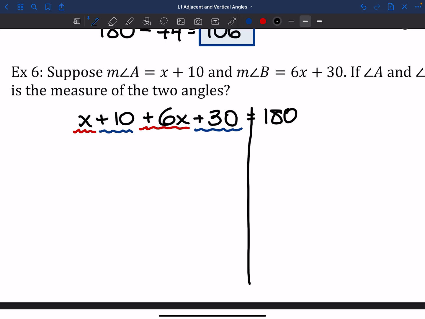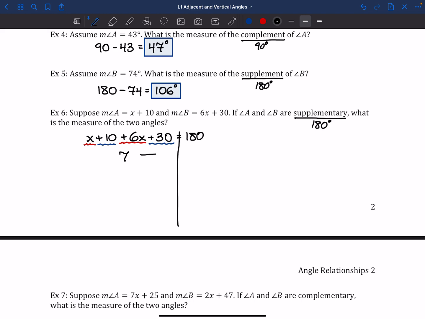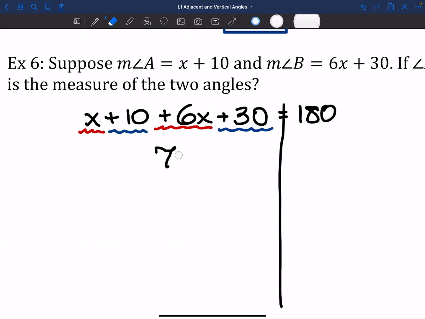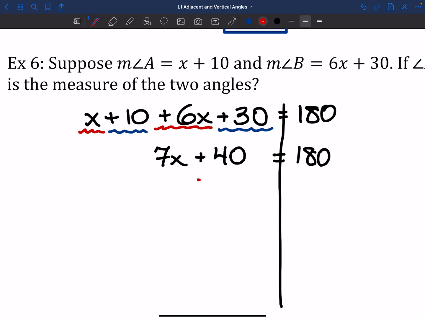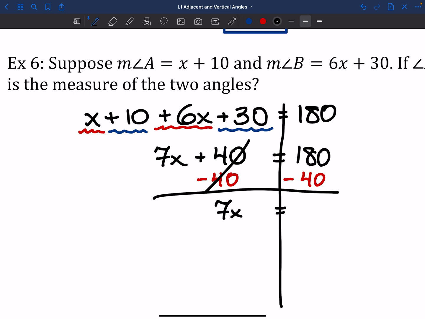So the x's all together, when I smush them all together, will give me 7x. The numbers, when I smush them together, will give me 40. So you get that 7x plus 40 equals 180. After that, I need to get rid of the 40, get that away from where my x's are. And so I'll get 7x equals 140.